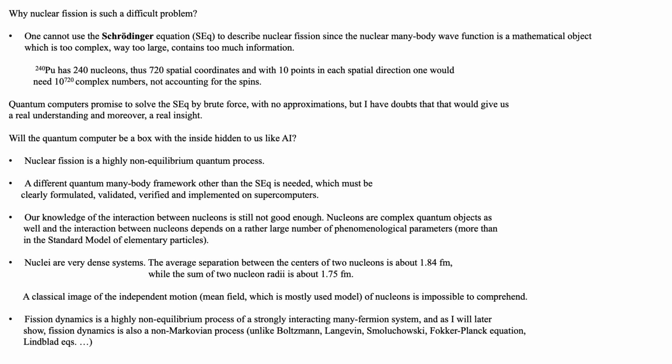Nuclei are very dense systems. You know that the average separation between two nucleons is 1.84 Fermi. And at the same time, if you add the two radii of two nucleons, it's 1.75 Fermi. Can you imagine how the mean field independent particle motion works? It's like having a box, putting apples in it, and then the apples can move freely around each other. They cannot do that. So why? That's quantum mechanics. So this is one problem you have to deal with. You have to understand why nuclei can be described the way we do.